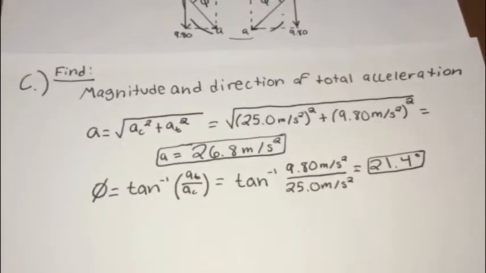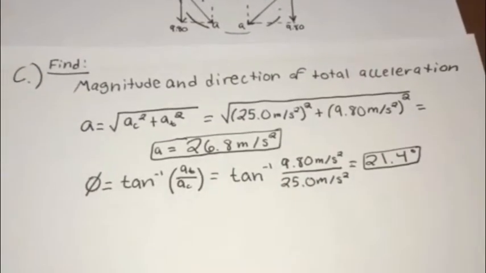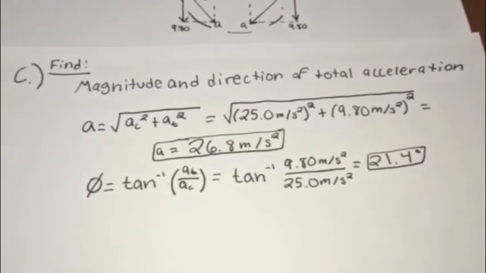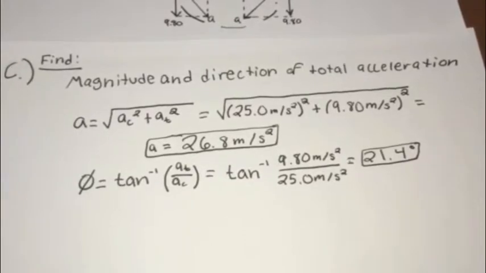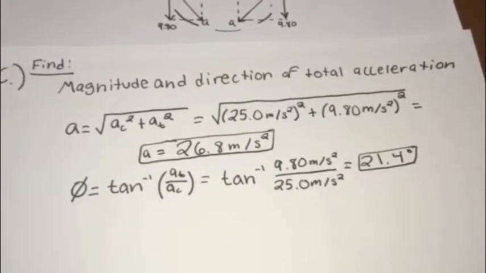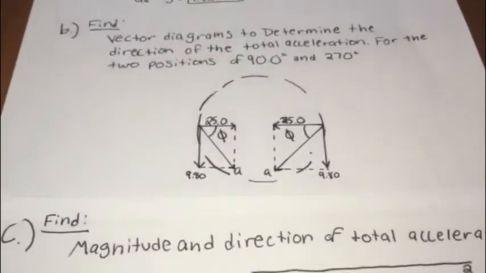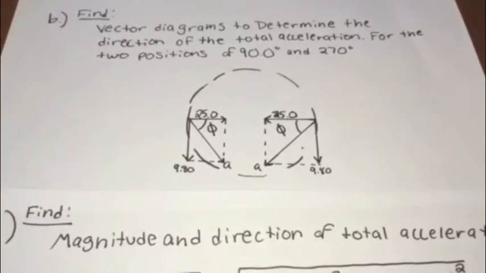Many times in physics, like in this one, all three parts of the problem, part A, part B, and part C, kind of interconnect. So for part C, what we are going to do is find the magnitude and the direction of the total acceleration. The direction of the total acceleration is what you drew the vector diagram for in part B, which is that theta.